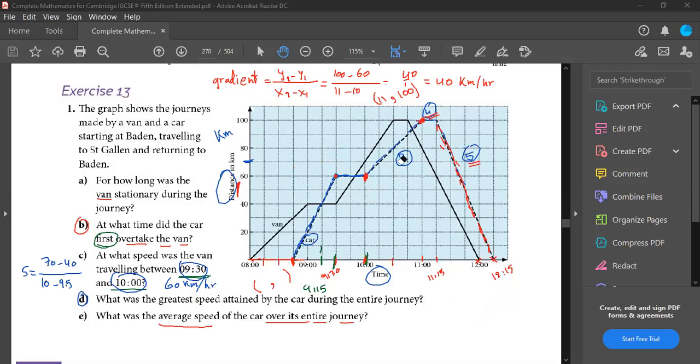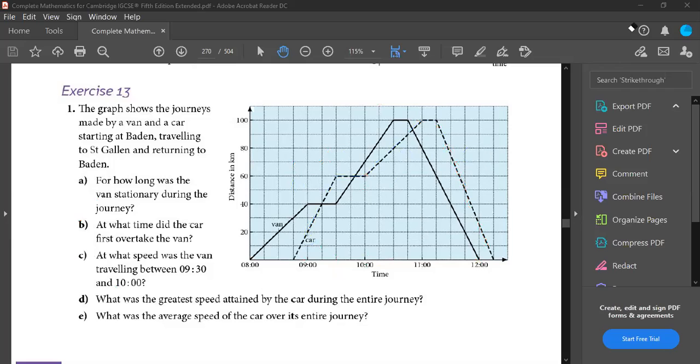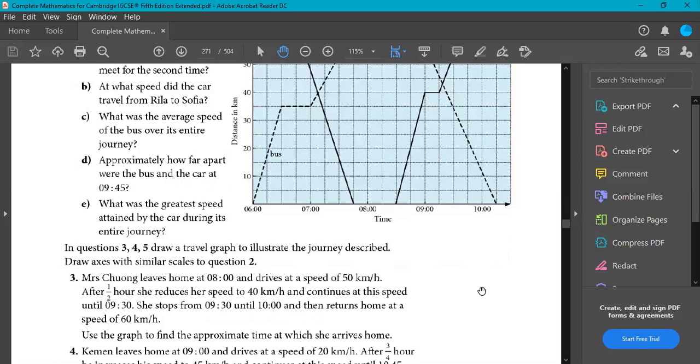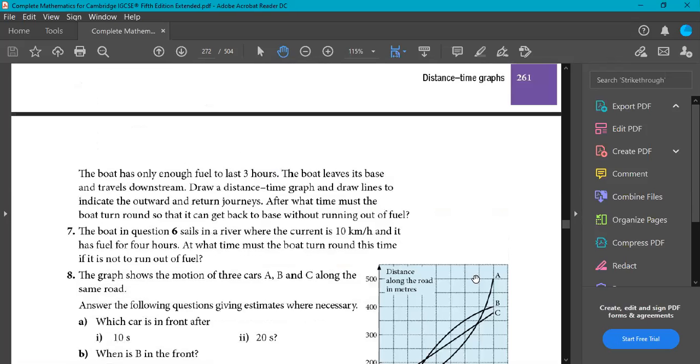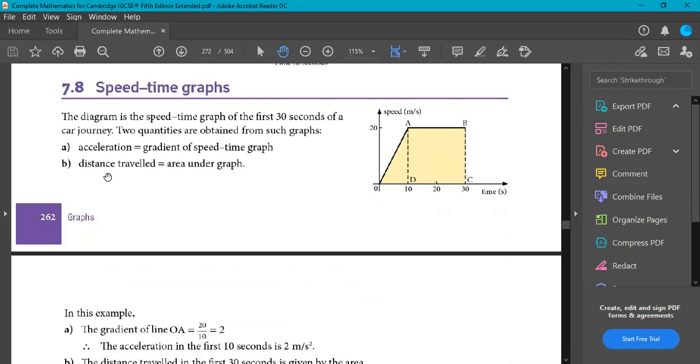So this is how to do the calculations in the distance-time graph, and how to interpret the figure. Let's take an example for the speed-time graph. As we said, acceleration is the gradient, and the distance traveled is the area under the graph.